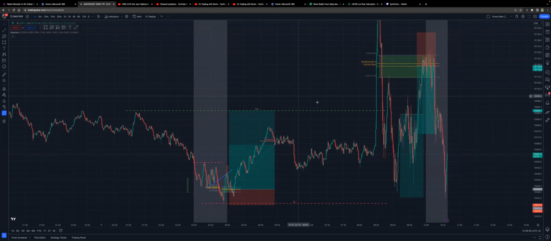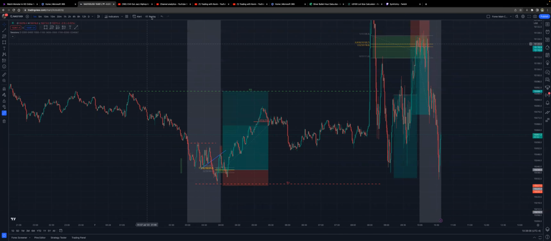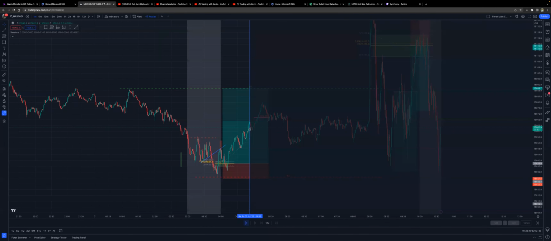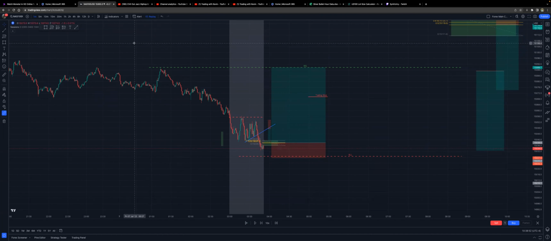So I want to walk through the trades that I took this morning. So I'm gonna grab my replay tool and let's start over at the London session. The first thing I want to look for is both my buy side and sell side liquidity. I define my buy side and sell side liquidity as the high and low of the current day that we're in. Since it's London session, we just started a new day on the 7th.